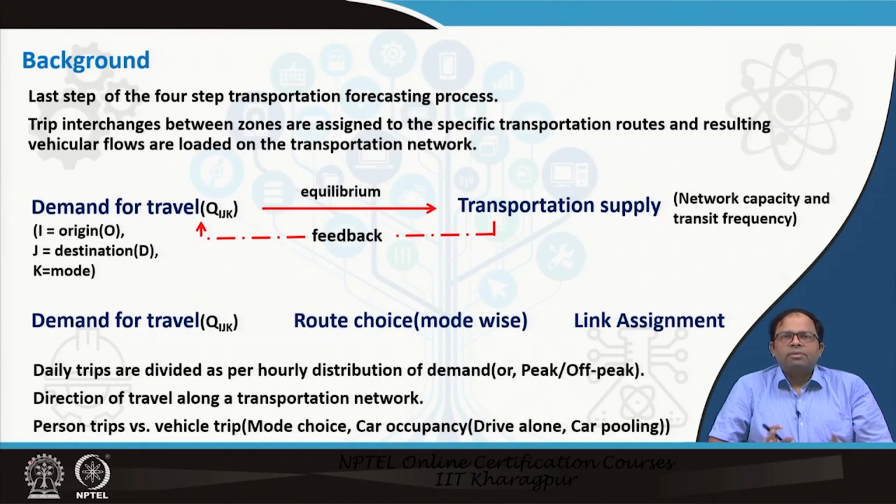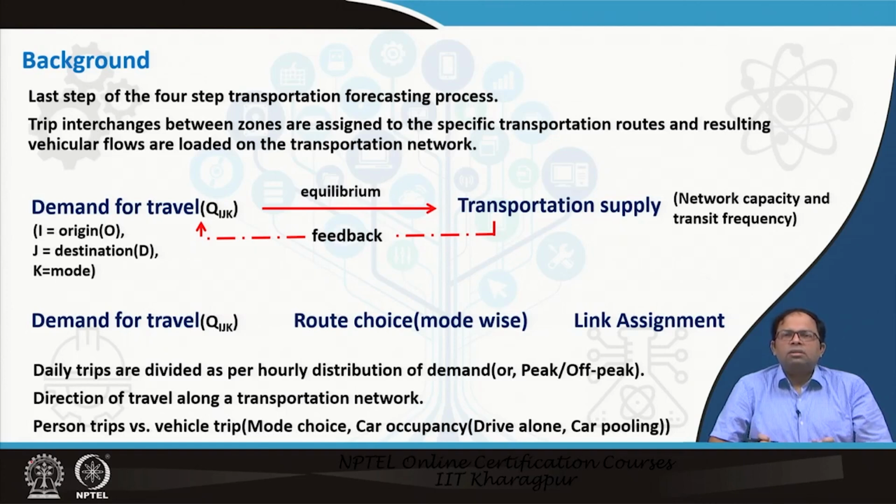So we have three components. One is demand for travel, the second is route choice, and that has to be mode-wise, and finally there is link assignment. That means once we know the route along which a person is going to travel, or the vehicle in which the person will be loaded, then we need to assign it to a particular link segment.